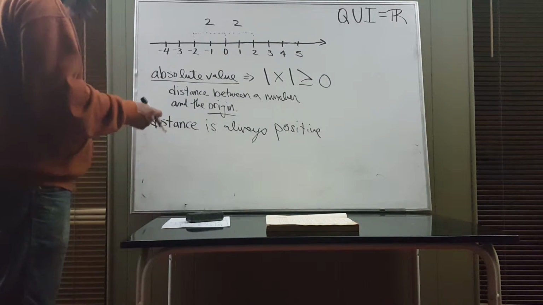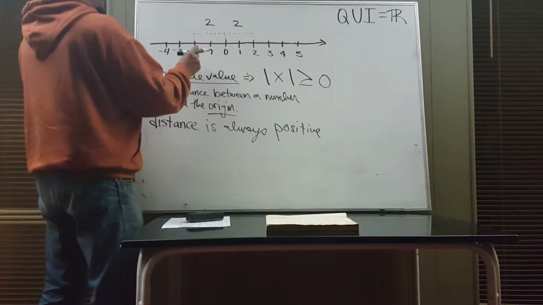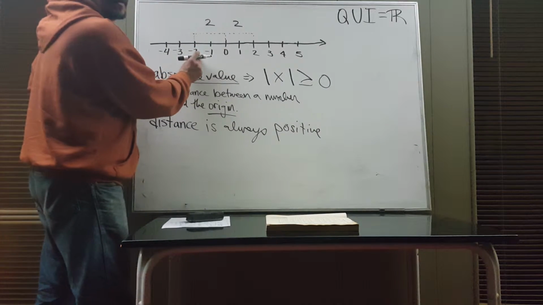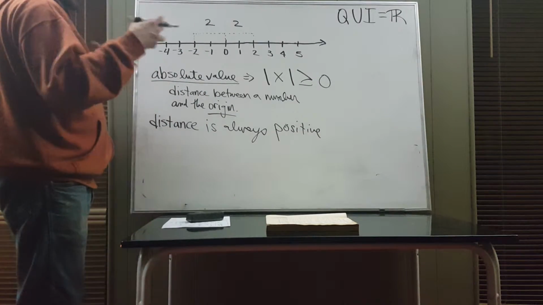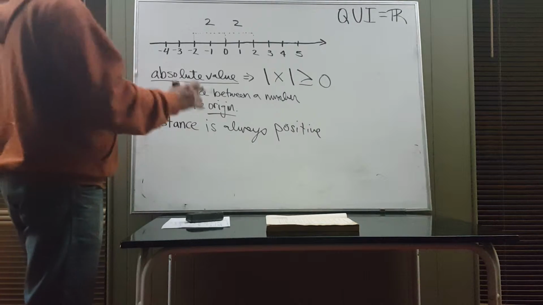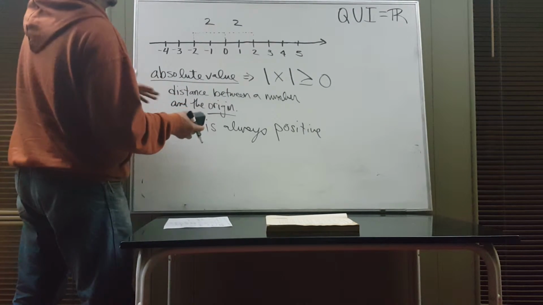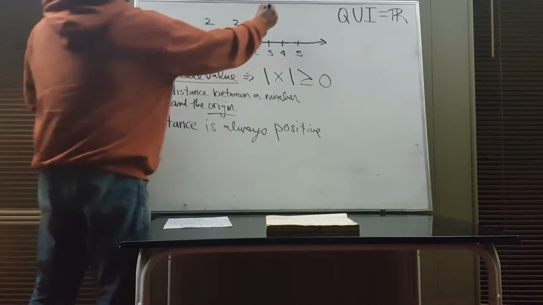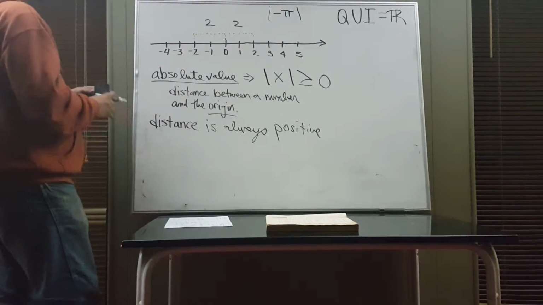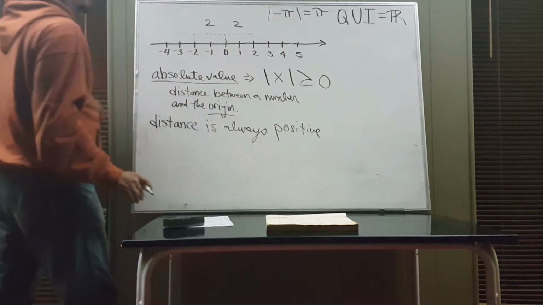So really what we're doing when we find the absolute value is we're stripping the number of its sign, in a sense. That's not the mathematical term for it, but that's what we're doing. So the absolute value of negative pi, we just strip the sign, would be positive pi.